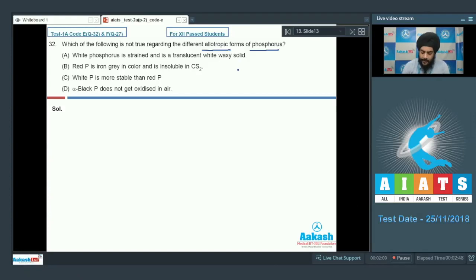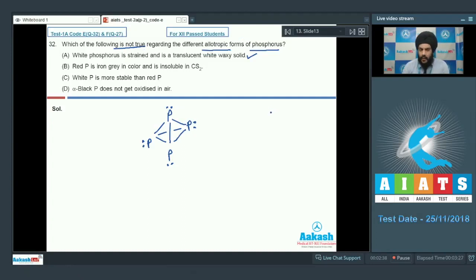So looking at option A, white phosphorus is strained and is a translucent white waxy solid. Students, this statement is correct. If you look at the structure of P4, the structure of P4 is pyramidal with 6 P-P bonds. So the tetrahedral phosphorus atoms are highly strained and it is a translucent white waxy solid. So this statement is correct. So examiner is interested in knowing about the statement which is not true.